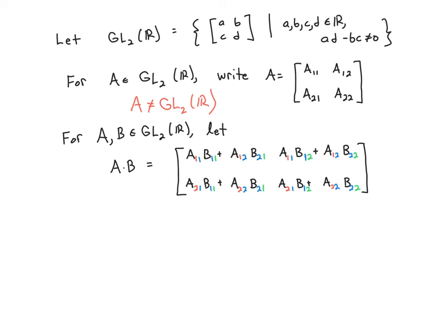I might as well just put in the formula in general. A times B, ij. If you might remember, it's the summation over all k goes from 1 to n. I was going to use blue here. Color coding.